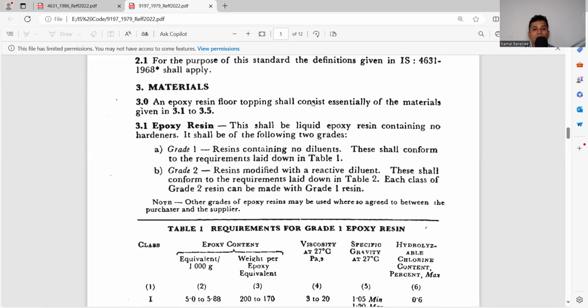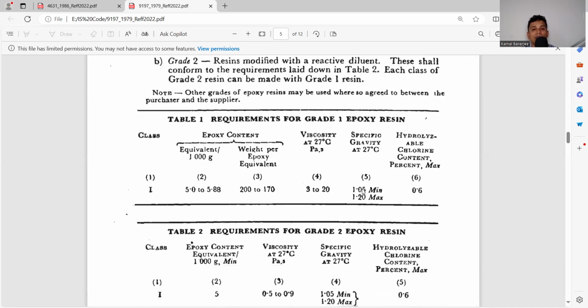Grade 1 is resin containing no diluents, and these shall conform to the requirements laid down in Table 1, and Grade 2 is resin modified with a reactive diluent. These shall conform to the requirements laid down in Table 2. So there are two grades of resin available as per the IS code, that is Grade 1 and Grade 2. And what is the requirement of Grade 1 and Grade 2?